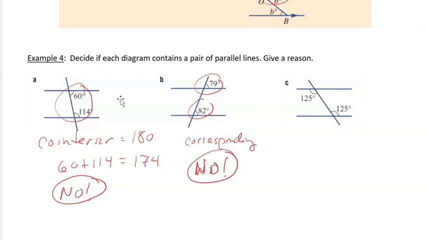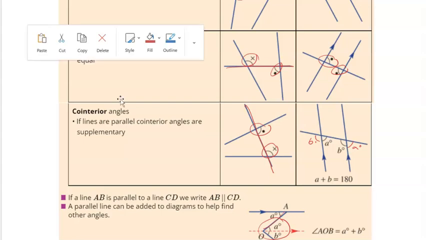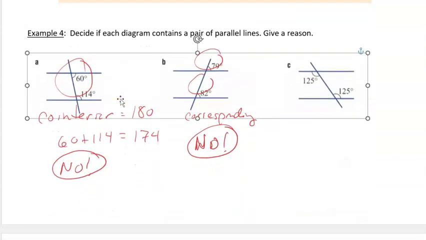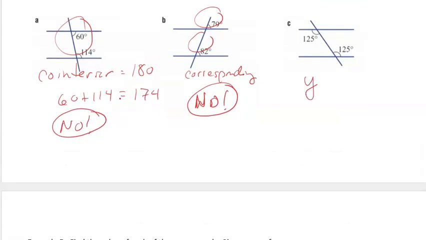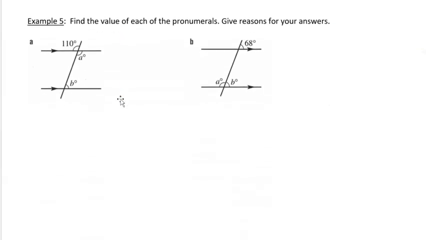Now over here, those are alternate, aren't they? Let's just check. Alternate angles, yeah, on either side of the transversal within the two lines. So I would say yes, because these alternate angles are equal. And if they're equal, then we have parallel lines. So hallelujah. Find the value of each of these pronumerals. Well, now we'll give reasons.